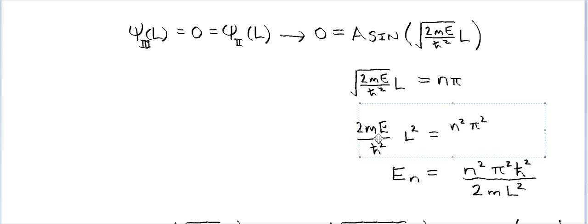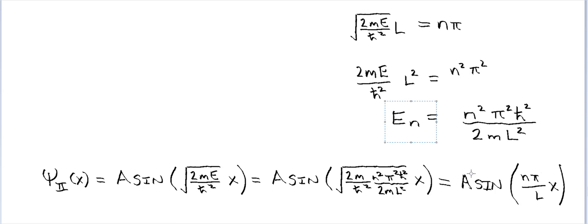We could square both sides, and we get 2mE over h bar squared times L squared is equal to n squared pi squared, in which case, solving for E, we get that it's equal to n squared pi squared h bar squared over 2mL squared. This is kind of interesting, right? This tells us that the energy is quantized, right? Because n is some integer value. n is 1, 2, 3, 4, so on and so forth.